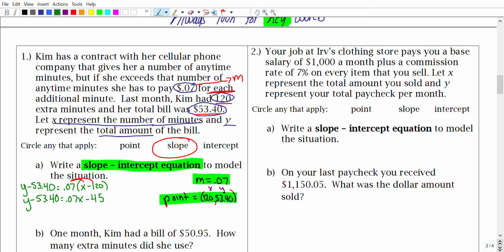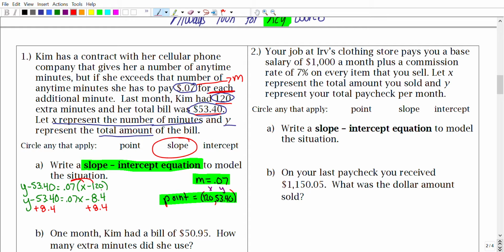Let's see. I did too many calculations at once. This is an 8.4. Okay. Now what we have to do is add to both sides.